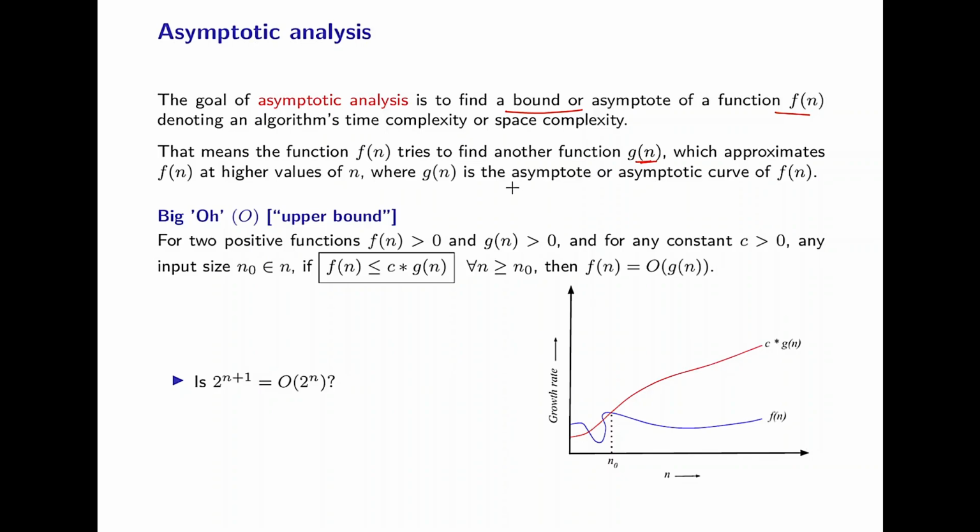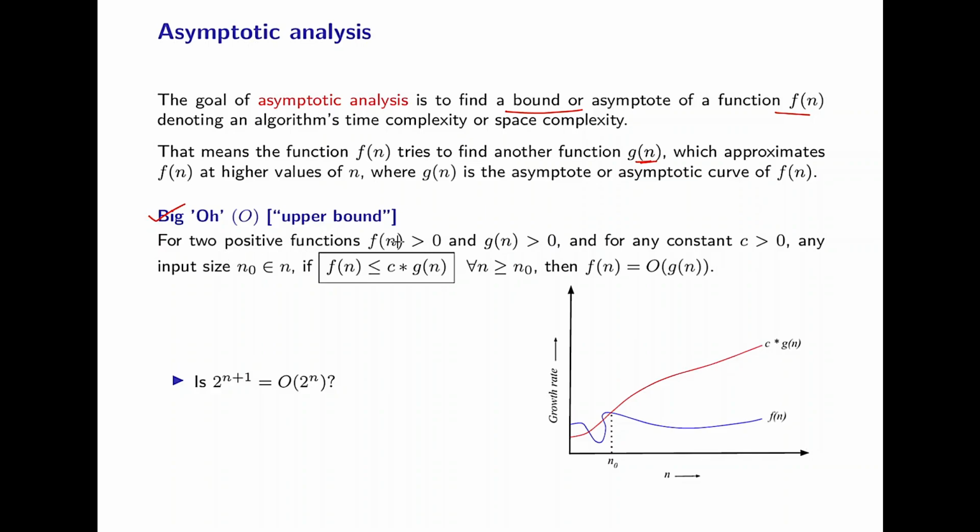We can use asymptotic notations such as big O, big omega, and theta to describe the asymptotic running time of an algorithm. The first asymptotic notation we'll study is big O, which is very important. Big O helps us find an upper bound.